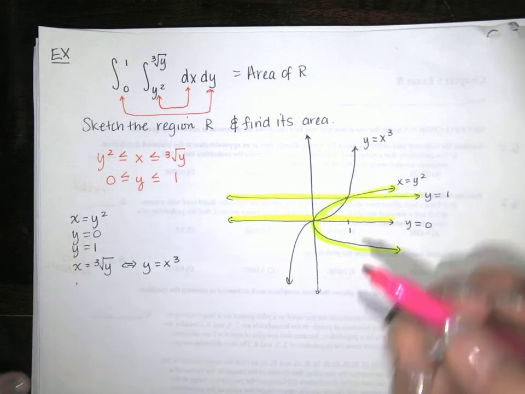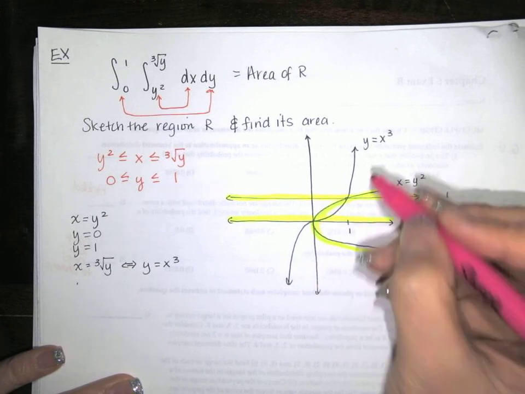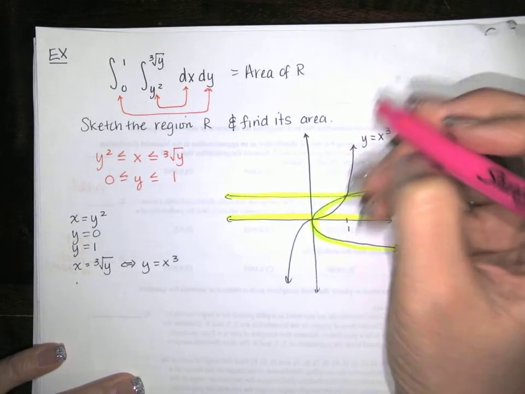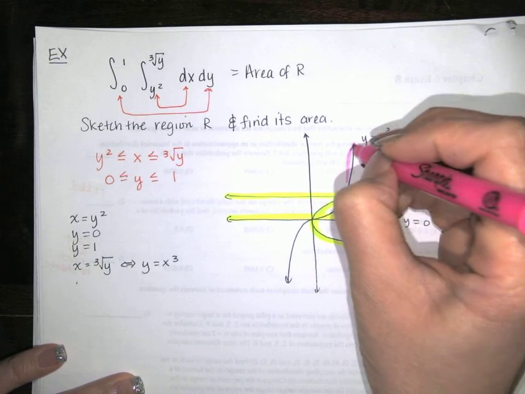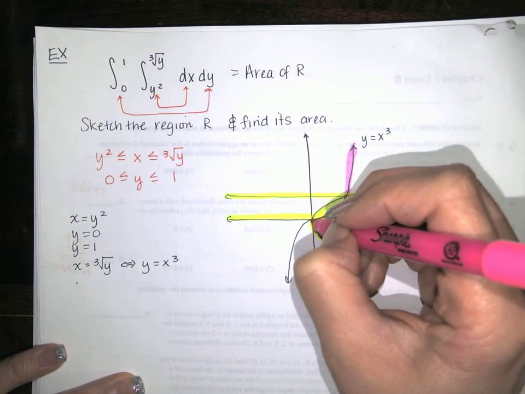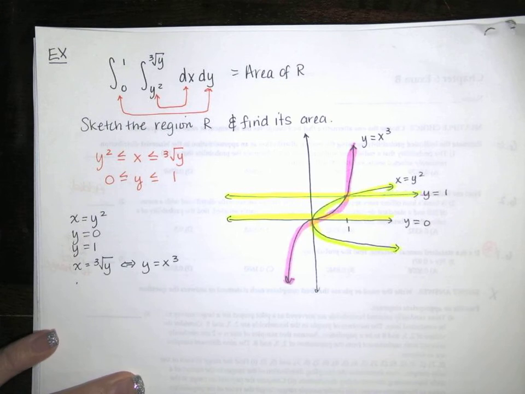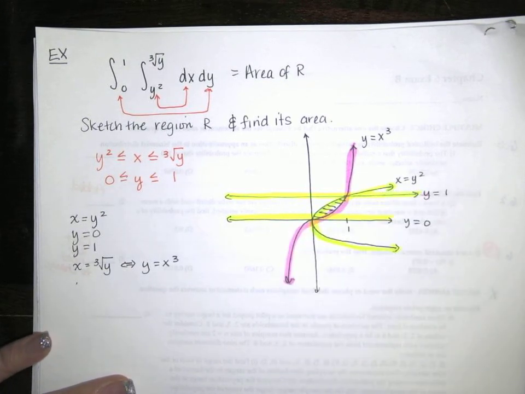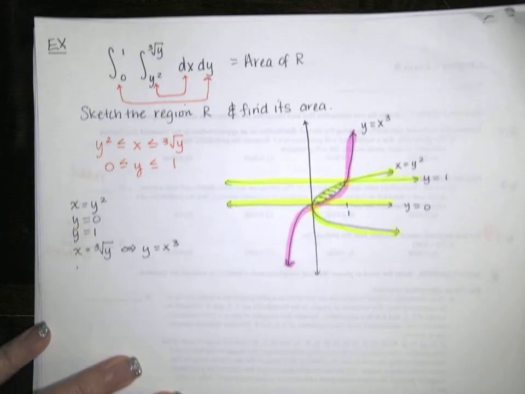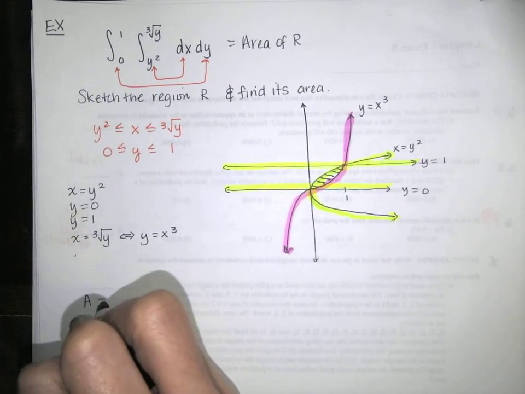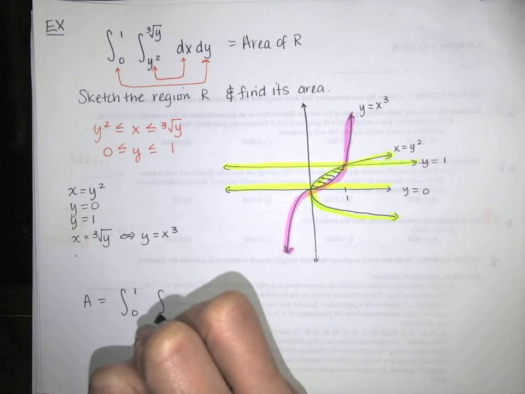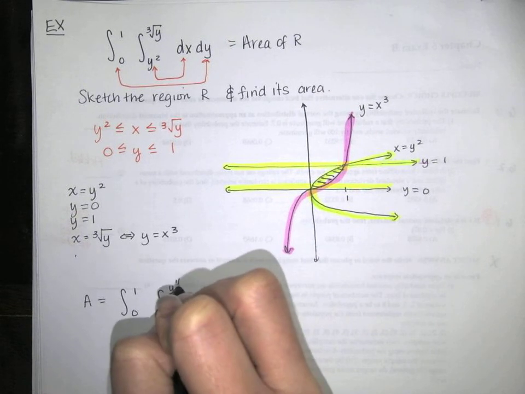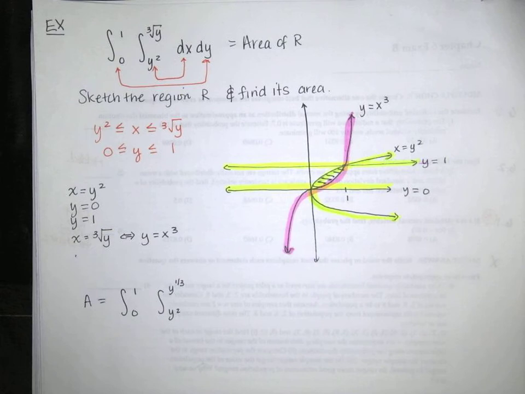So I want the region that's bounded by x equals y squared, y equals x cubed, y equals 1, and y equals 0. I think it might be time for new highlighters. That's that region right there, guys. Well, I think we can represent that lots of different ways. So that's our picture. That's the region R. We can find the area of R by just evaluating that integral there. And I think I'll write that cube root as a 1/3 power.